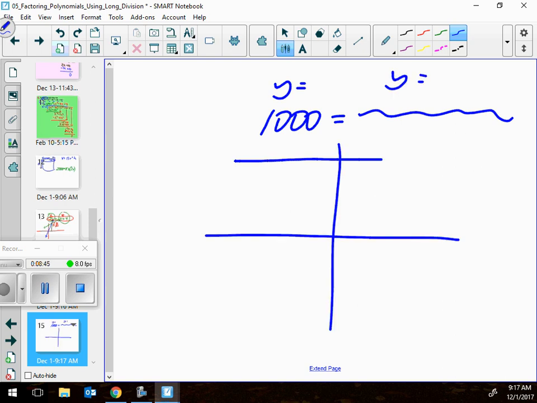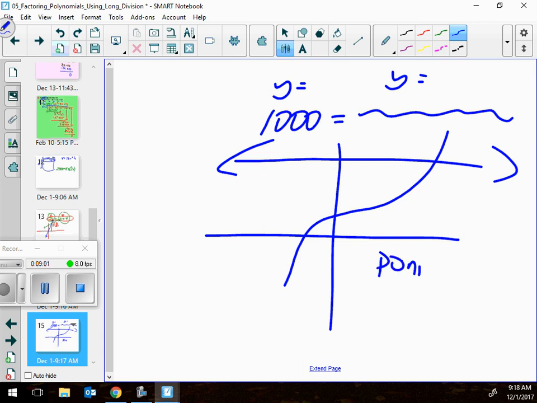And y equals 1,000 is way up here, and the other one's going to be some curve. I'm not sure exactly what it looks like, but let's say it looks like that. What's the important spot? Where they cross. And then you'll have to interpret it. If this is how many ponies you have, then you'll be able to say, I have 12 ponies.